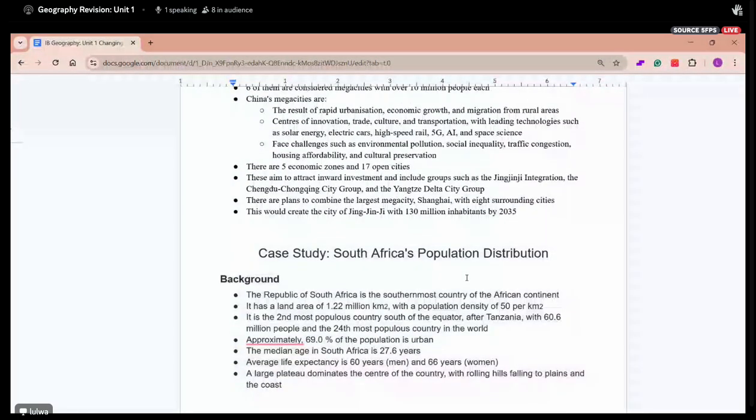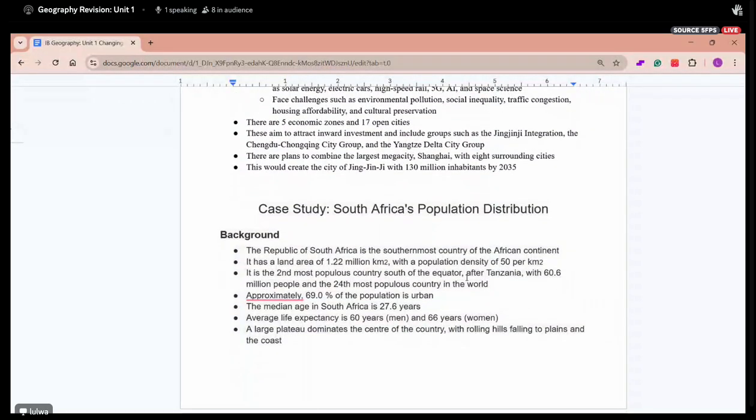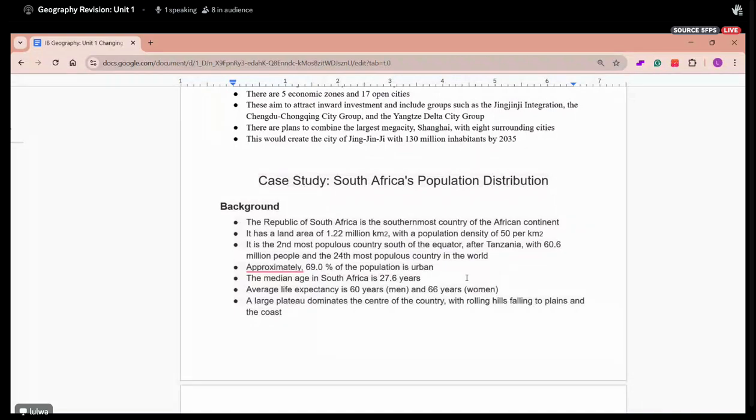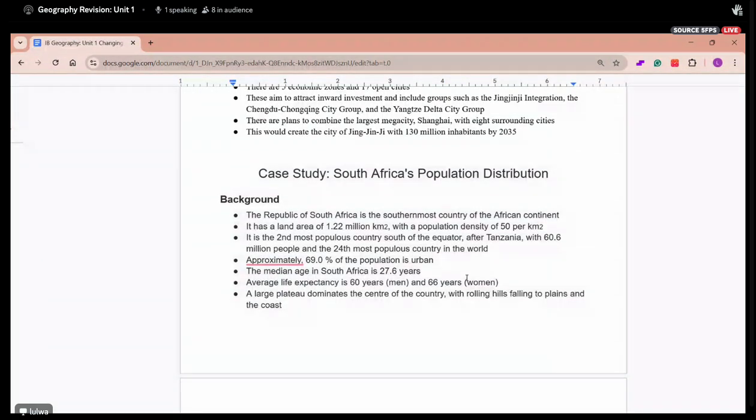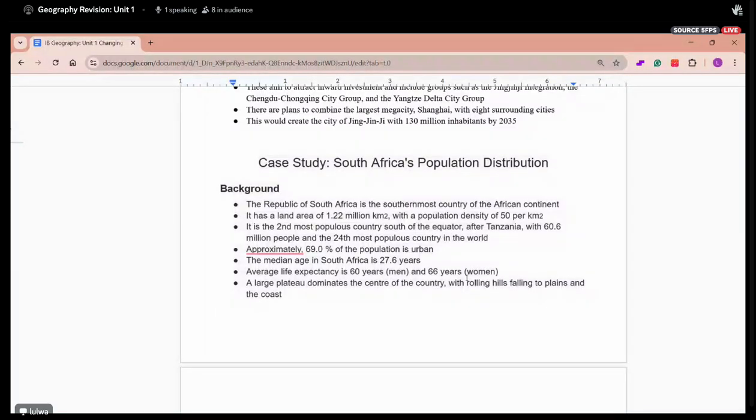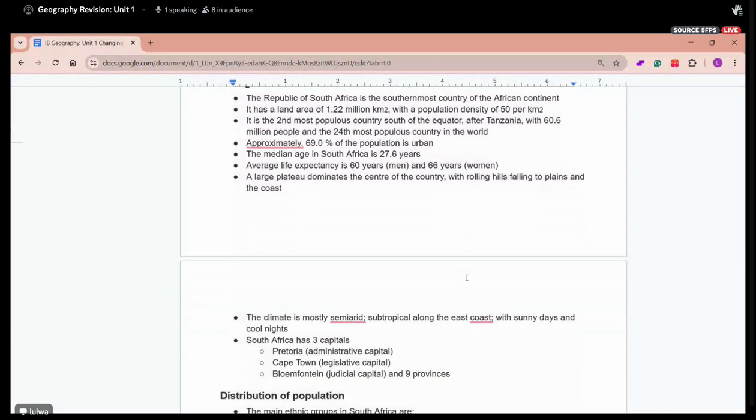And so another case study would be South Africa. South Africa's population distribution is quite similar, but also unique on its own. It is the second most populous country in the south of the equator after Tanzania. Approximately 69% of it is urban. The median age in South Africa is 27.6. Average life expectancy is 60 for men and 66 for women. And the climate is mostly semi-arid.